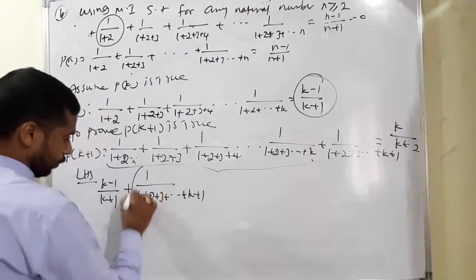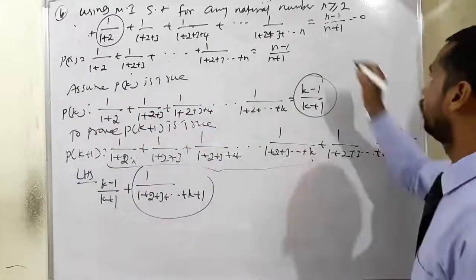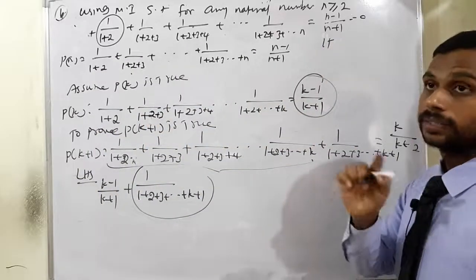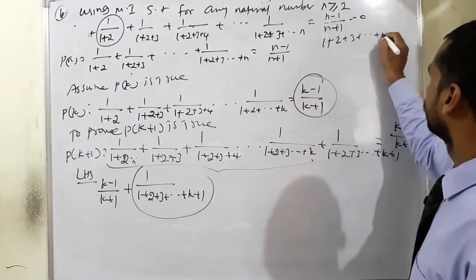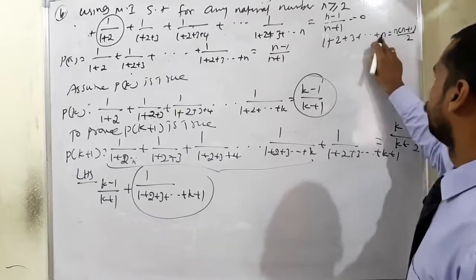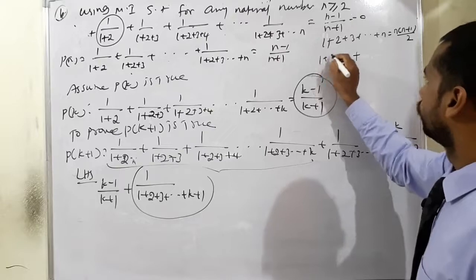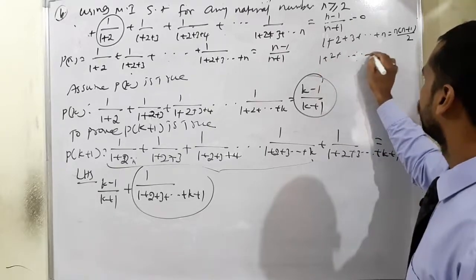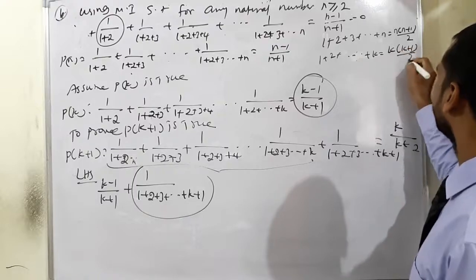Already we know this particular term from example 4.61, you can check it there. The condition: 1 plus 2 plus dot dot dot plus n is equal to, what is the formula? n into n plus 1 by 2. If we apply k instead of n, what will happen? 1 plus 2 plus dot dot dot plus k is equal to k into k plus 1 by 2.